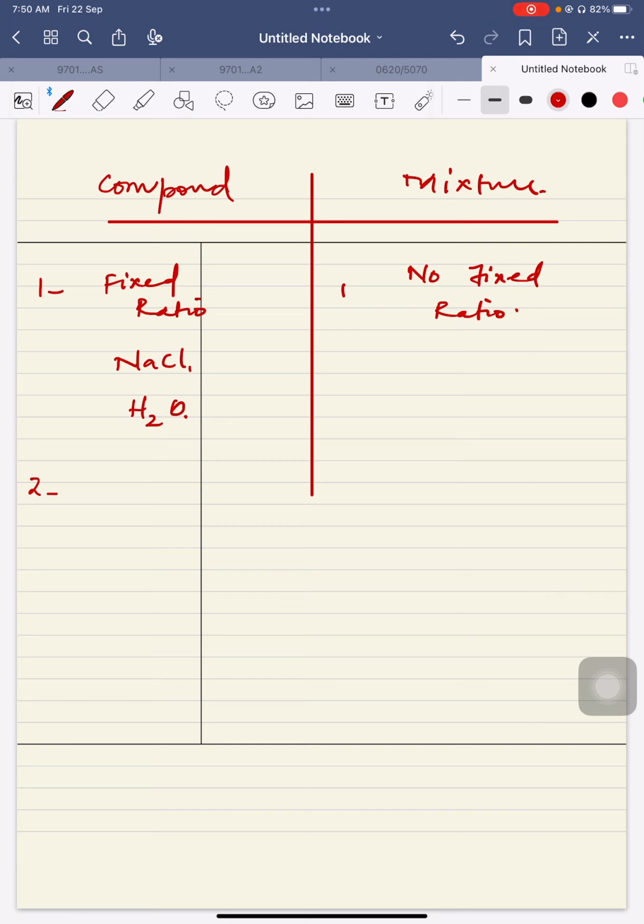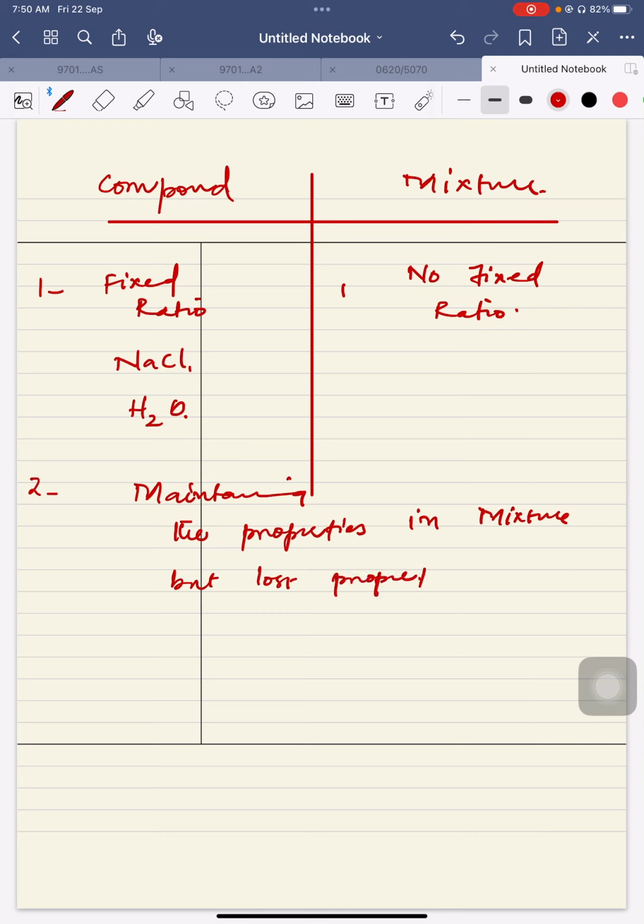So what will be the point number two? Maintenance of the properties. Maintaining the properties in a mixture, but lost properties in a compound. Not maintaining the properties in a compound. They are losing their properties while making a compound.